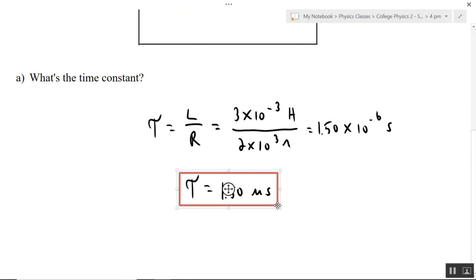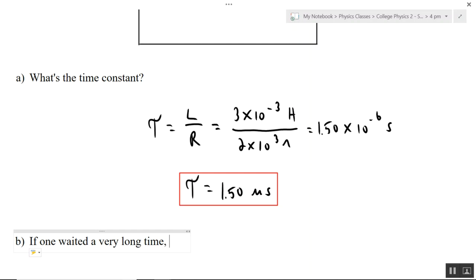By the way, you can call it LR or RL. It doesn't really matter which one you put first. Okay, so then the next question is if one waited a very long time. This is code for an infinite amount of time, but I don't like saying infinite. So this is really the maximum current, because if you wait a really long time, the current gets bigger and bigger, and this is the most it can be. So anyway, what is the current in the circuit?